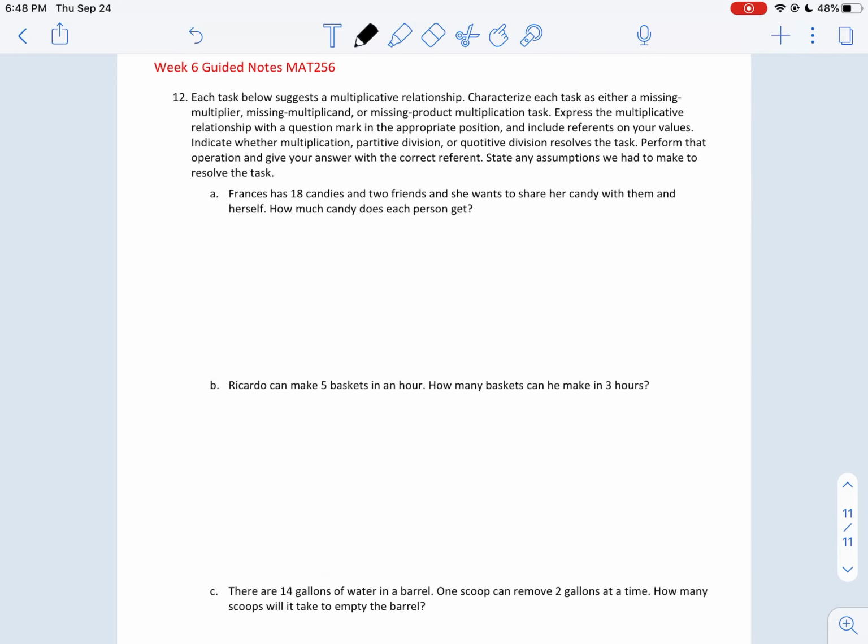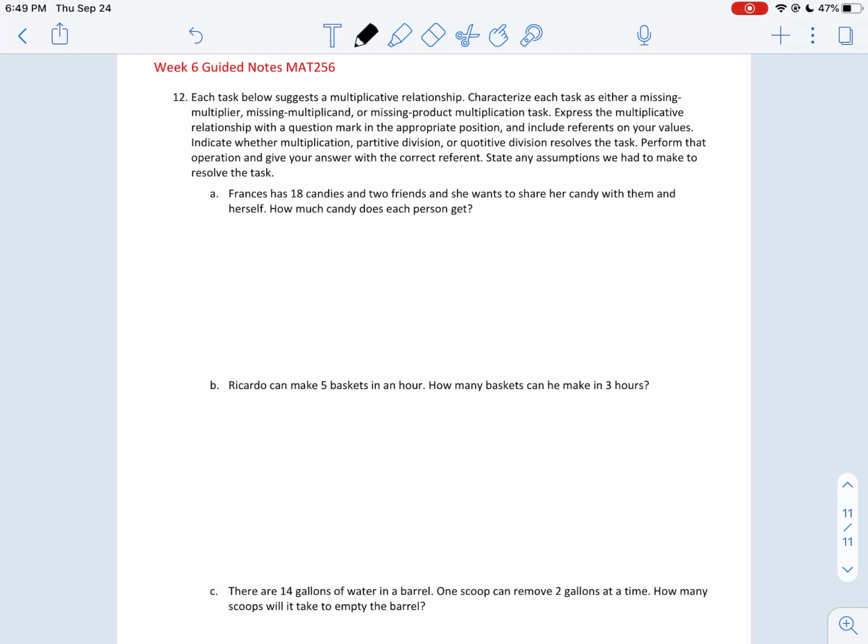Okay, one more problem here, number 12. Each task below suggests a multiplicative relationship. Characterize each task as either a missing multiplier, missing multiplicand, or missing product multiplication task. Express the multiplicative relationship with a question mark in the appropriate position. Include reference on your values. Indicate whether multiplication, partitive division, or quotative division resolves the task. Perform that operation and give your answer with the correct reference. State any assumptions we had to make to resolve the task. All right, so lots going on here.